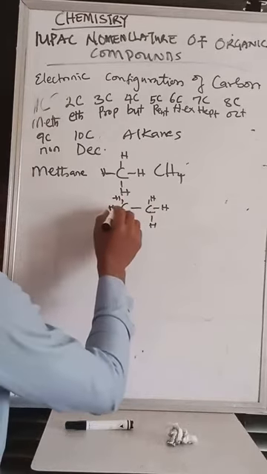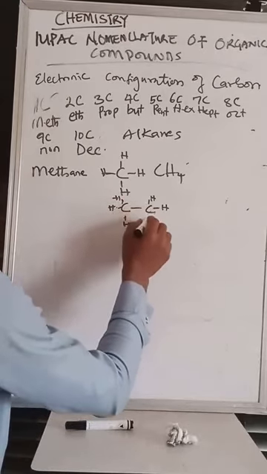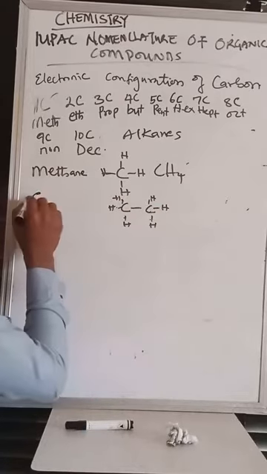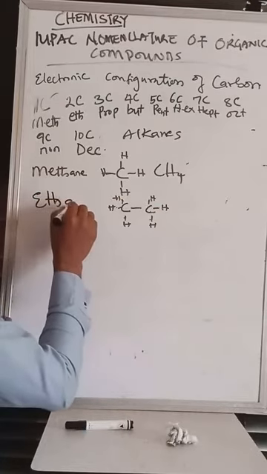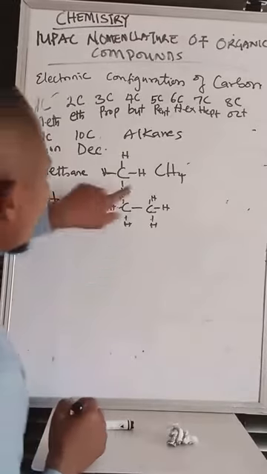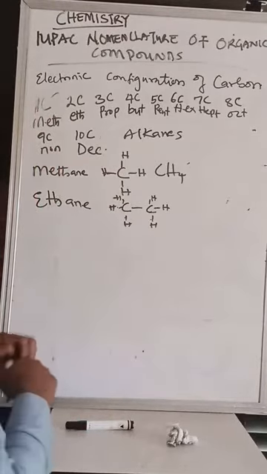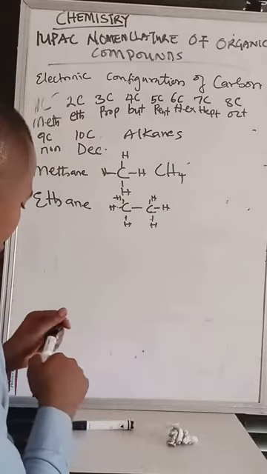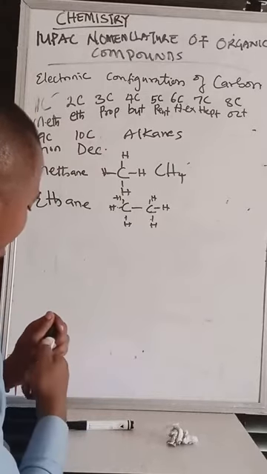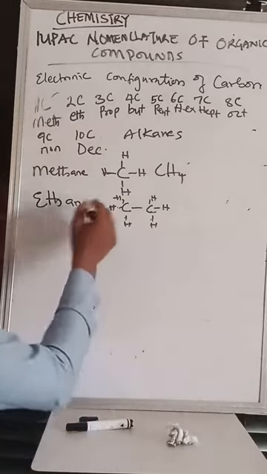So we have 1, 2, 3, 4. That is eth. And because it's an alkane, we'll call it what? Ethane. Where everything is made of single bonds, it is called an alkane, and you represent it by simply adding ANE.